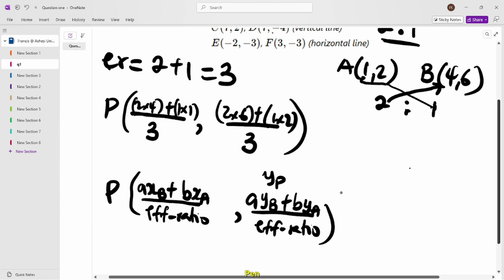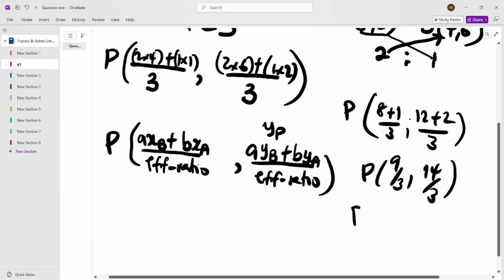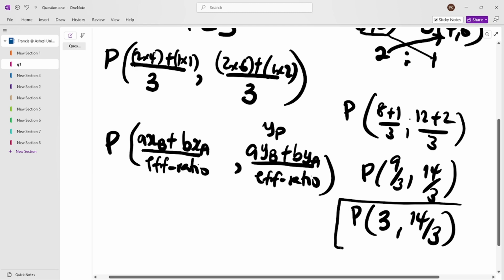For the numerator, I think we are going to have 8 plus 1 all over 3, comma 12 plus 2 all over 3. So P will be 9 over 3, comma 14 over 3. If it is a fraction, we leave it as a fraction. So P will be 3, comma 14 over 3. So this is the coordinate of the point P.